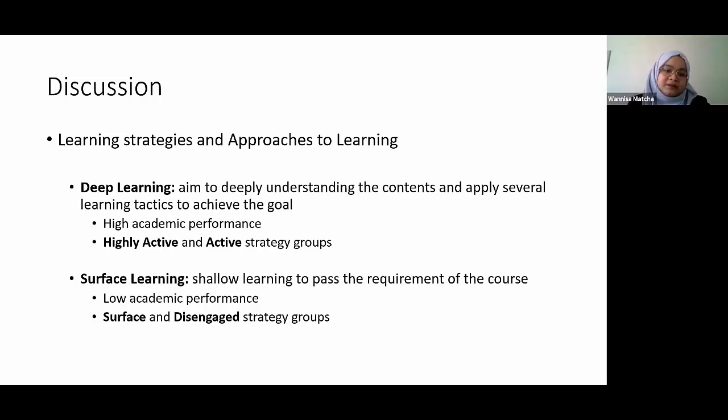A person who employs the deep learning approach aims to deeply understand the learning contents. So they apply many learning tactics to achieve the learning goal. They know that in order to fully understand the contents, they need to put in some effort and engage with the learning material. Therefore, deep learning is found to be associated with high academic performance. The learning strategy detected based on the trace data that represents the deep learning approach is the highly active and active strategy group.